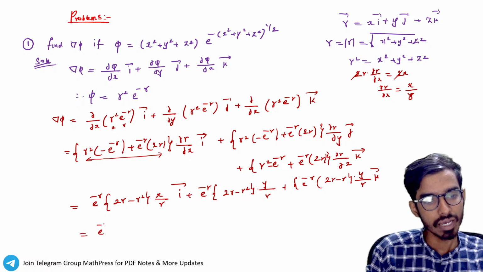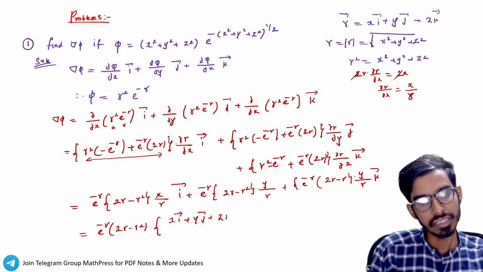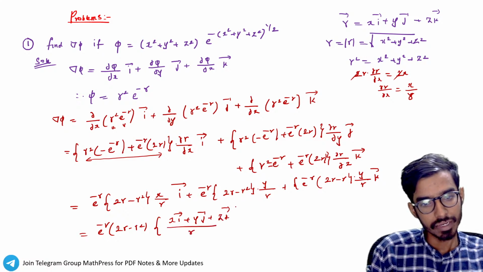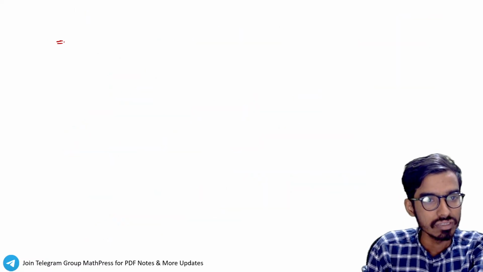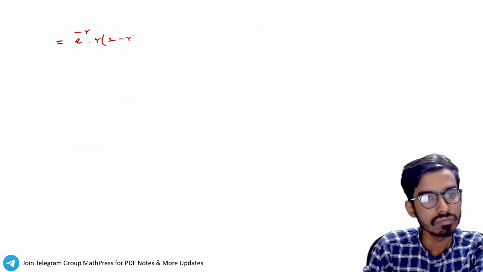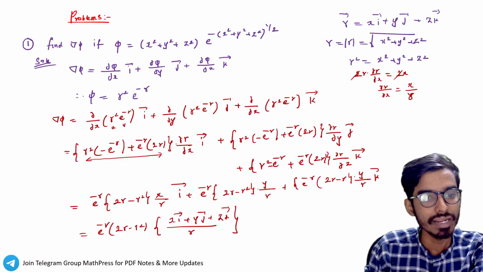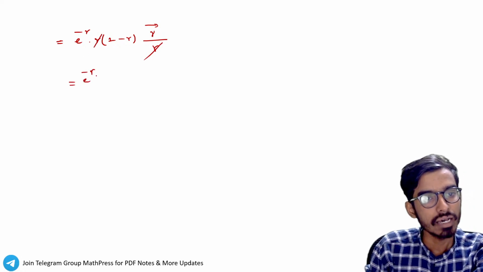Now I can take e^(-r) 2r by r² as a common term. If we take this entire term common, we have xi plus yj plus zk divided by r, right? Now I can take one r outside and cancel this one r. So this is e^(-r), and if I take one r outside, 2 minus r, and this is r vector divided by r. Make this r vector xi plus yj plus zk. So I can cancel this one r. So e^(-r) (2 minus r) into r vector, right?